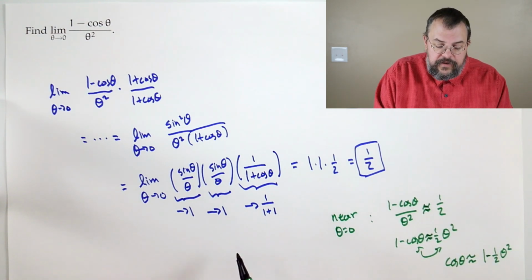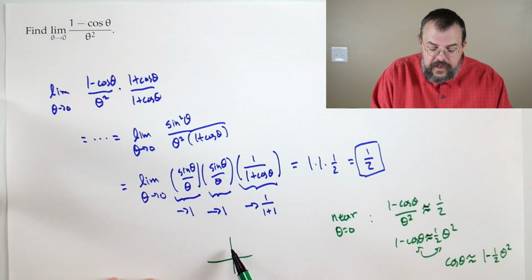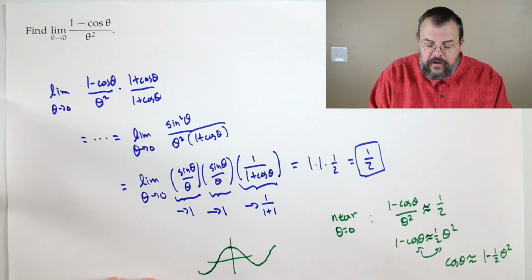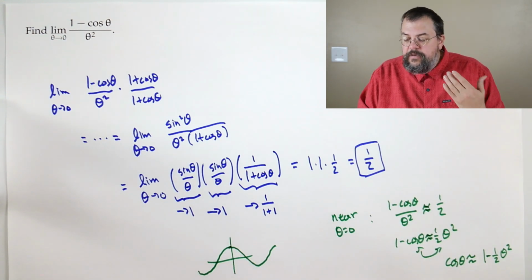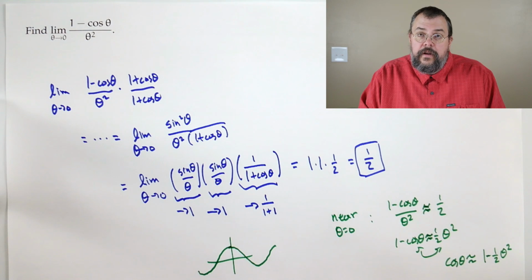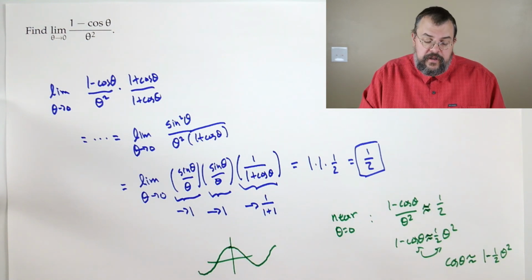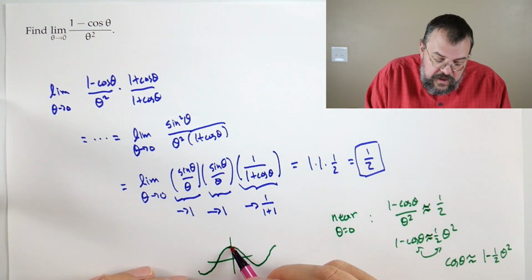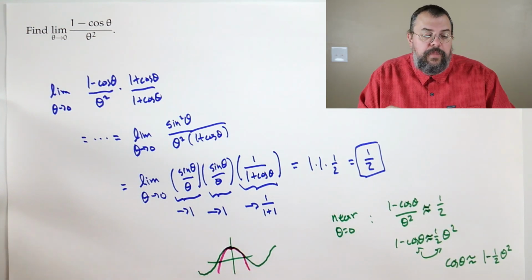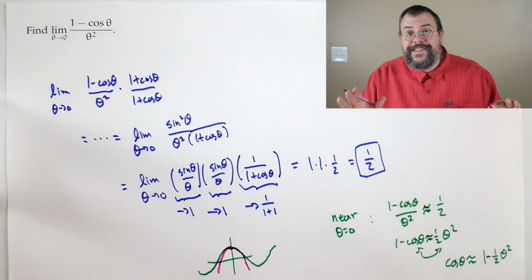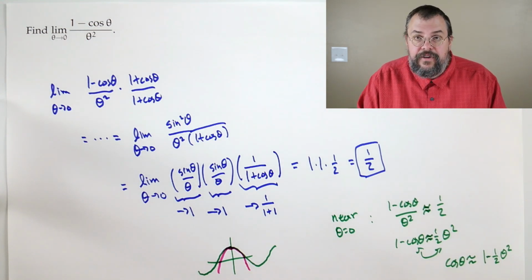So that tells you, if you draw the cosine function, and the cosine function looks like this, that near 0, it's mimicking an upside down parabola. And it goes away, it's not exactly the same, but it's close. That's the key idea, is that it's close.